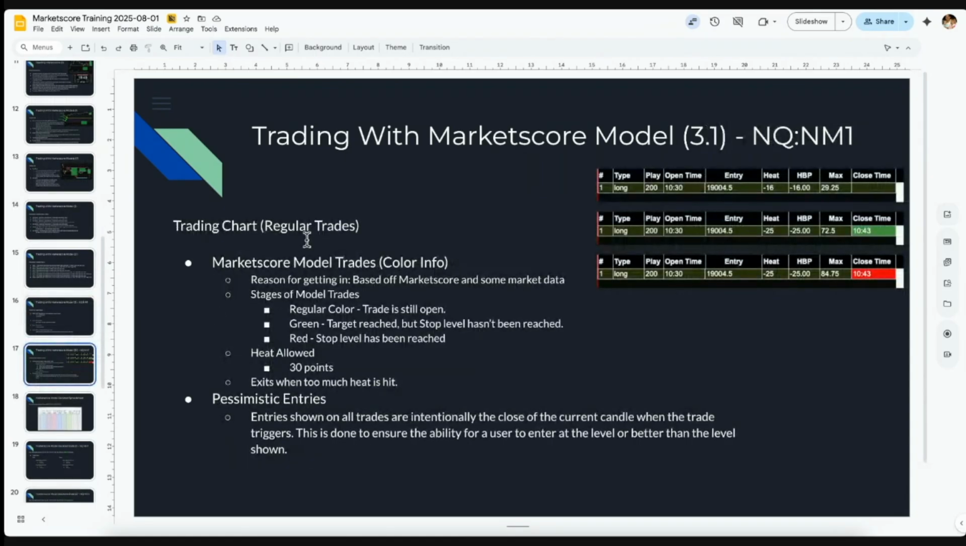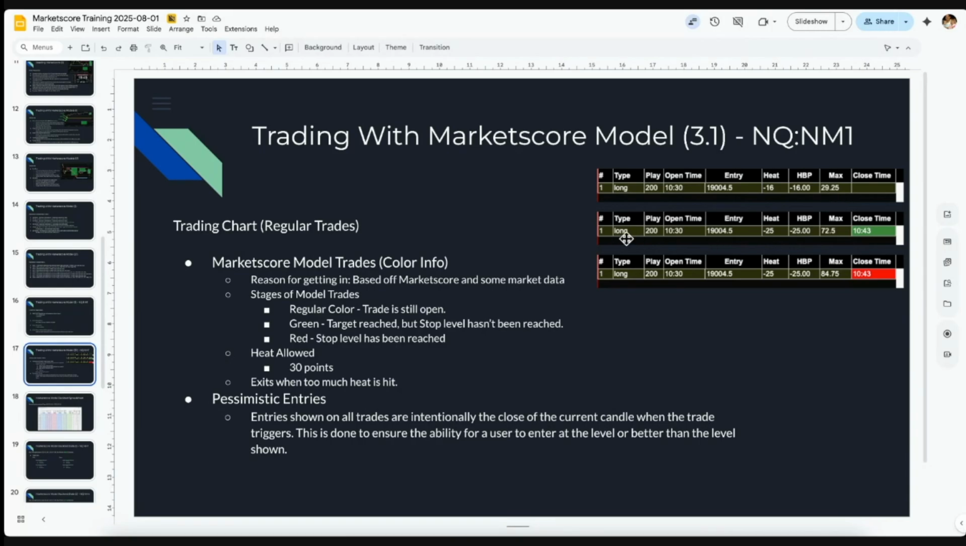So the color coding. A regular trade gets in, and it looks just like this. There's nothing fancy about it. You'll know which model it is based on what it shows in the chart. And it tells you the entry and how much heat it has taken. HBB stands for heat before peak. And what that means is how much heat it has taken before it reached the max level that it's showing.